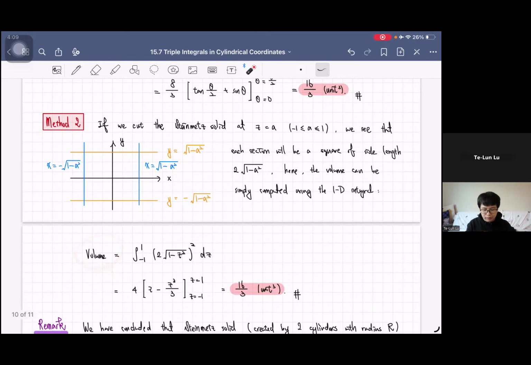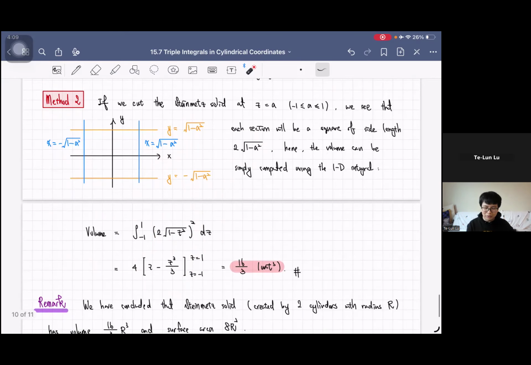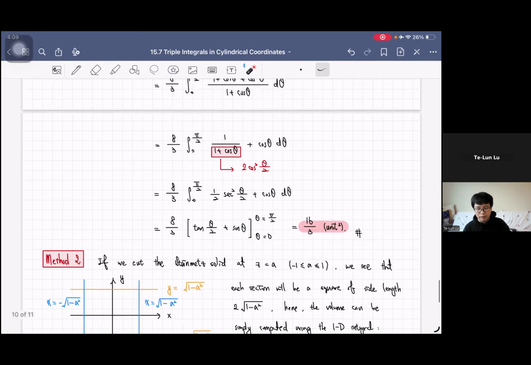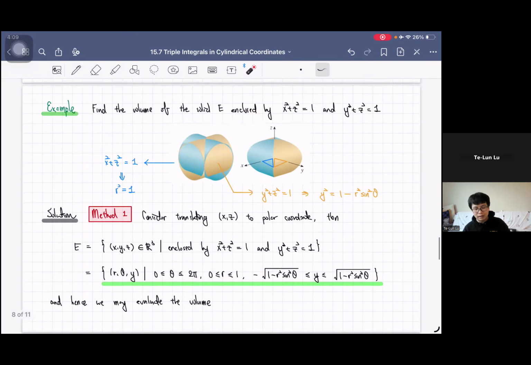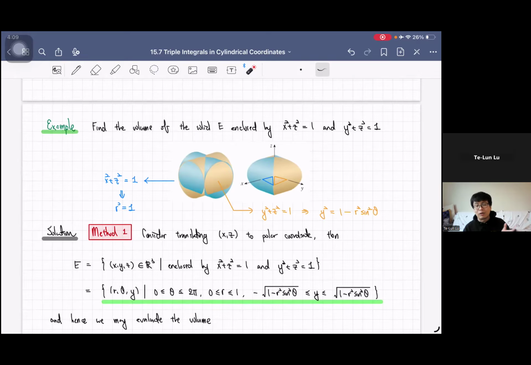So the volume is simply the integration of the area of the square times the width of the square, thickness basically. And if you multiply them together, you actually get a polynomial integration because you don't even have a square root, right? You have z minus z cubed divided by 3, plugging in 1 and minus 1, which gives you 16 over 3. So you see that this is way simpler than our method 1, and that is basically due to the fact that this is more of a rectangular region in comparison to a cylindrical thing.